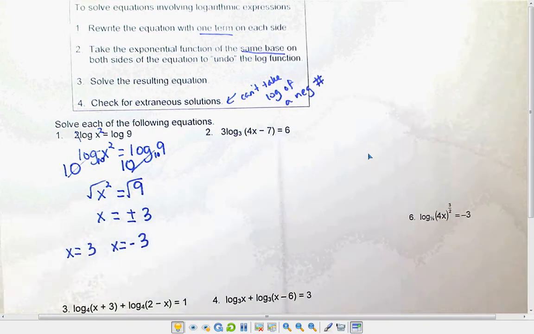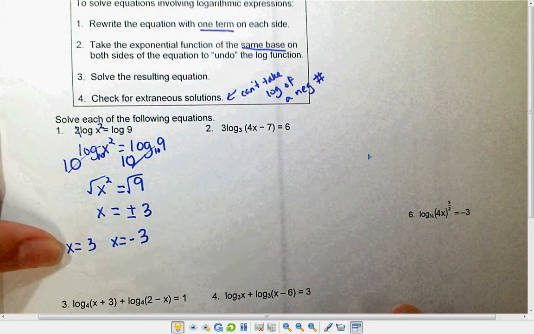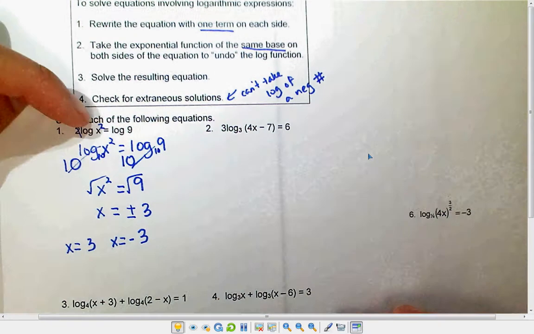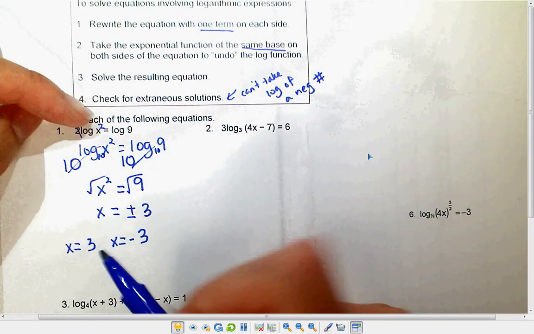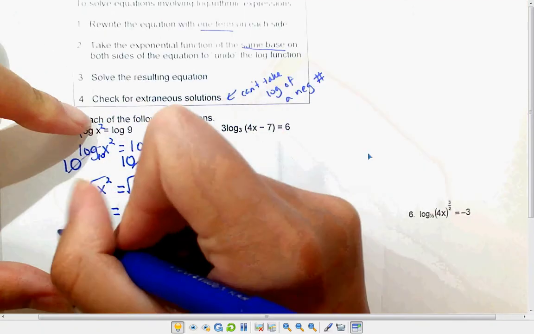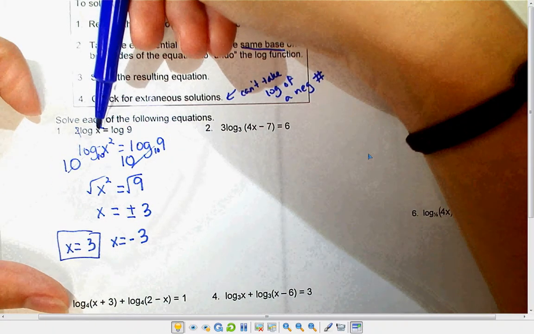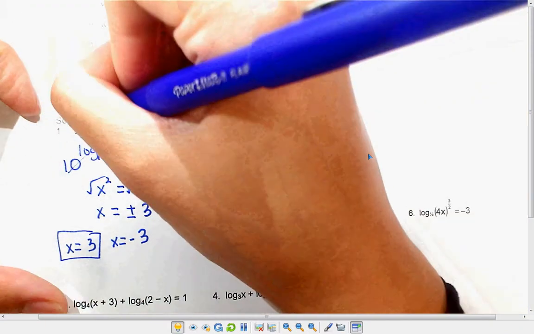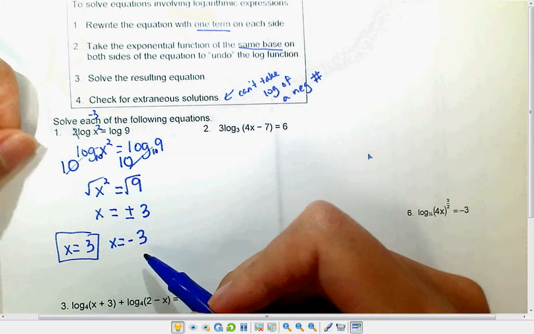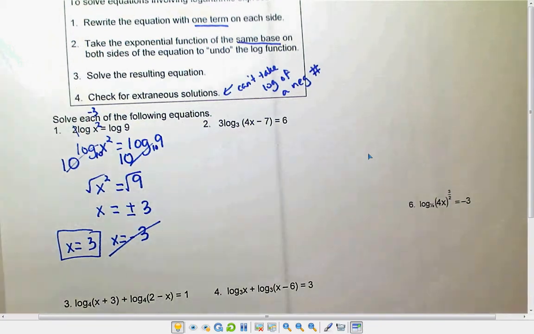The last thing I need to do is check for any extraneous solutions. So extraneous solutions are ones that actually are not solutions. Because, for example, if I plug this back into my equation, I know I can't take the log of a negative number. So if I put 3 back into my equation here for x, that's positive, so I know that this is possible. But if I plug negative 3 back into this equation, it would be log of negative 3. And that would not be possible, so this is an extraneous solution. So that's actually not one of my solutions.